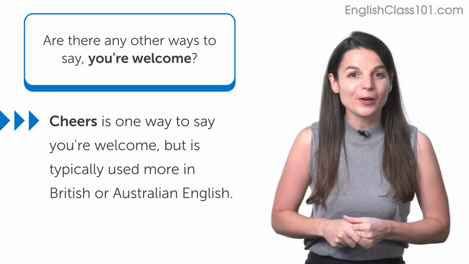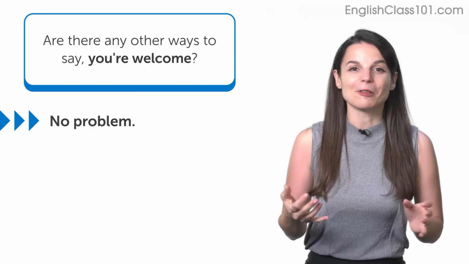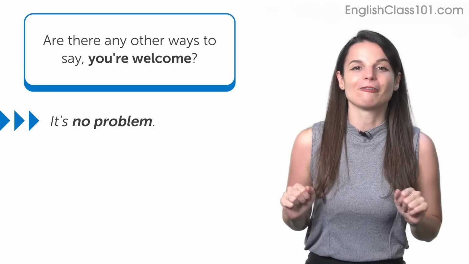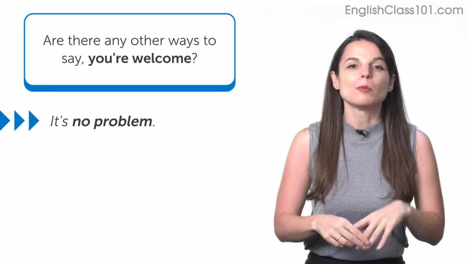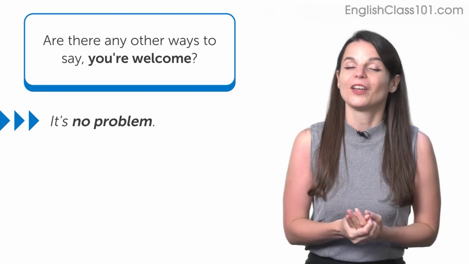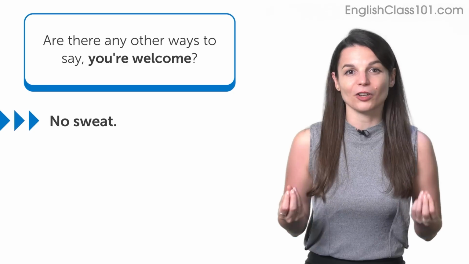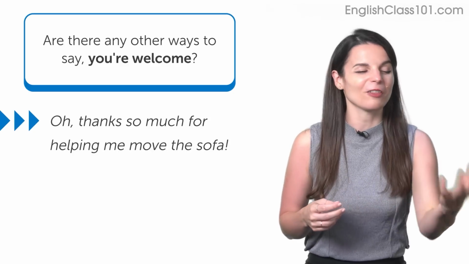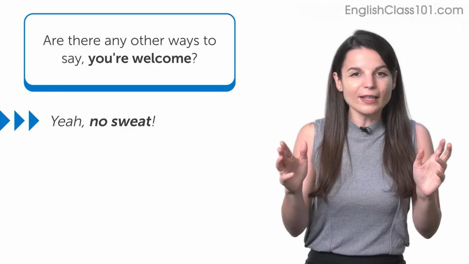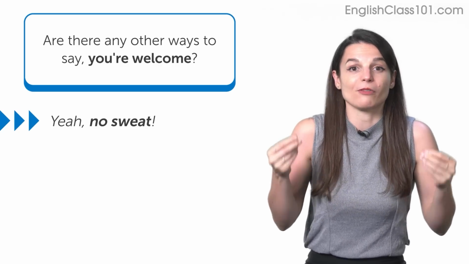Here are a couple more expressions you can use. You can say, no problem, or it's no problem. So that shows, everything's fine for me. So you can use no problem in casual situations or when you're close with the other person. You can also use no sweat. So again, this is good for a casual situation. Oh, thanks so much for helping me move the sofa. Yeah, no sweat. Sweat refers to the sweat our body makes when we feel stressed or when we feel hot, yeah?